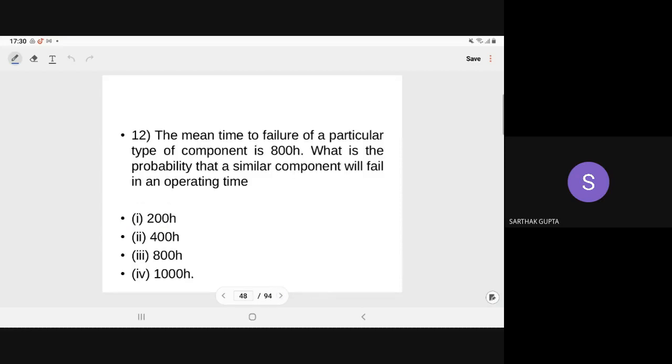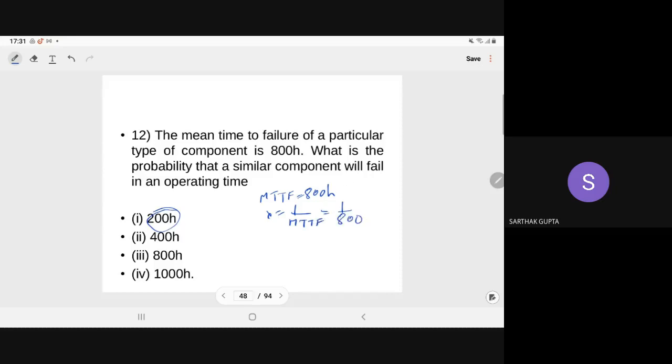Now, this is also a very important question. Easy but very important. The mean time to failure of a particular type of component is 800 hours. So MTTF is given to you as 800 hours. What is the probability that a similar component will fail in an operating time of 200 hours, in an operating time of 400 hours? So if MTTF is given as 800 hours, what is the lambda? Lambda we always assume as 1 upon MTTF, which means 1 upon 800.